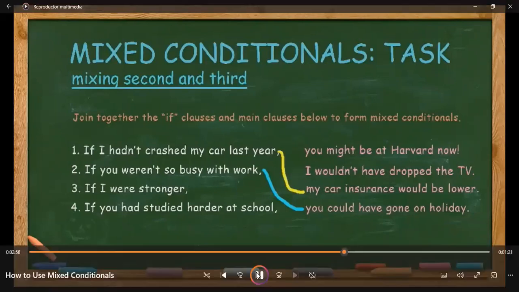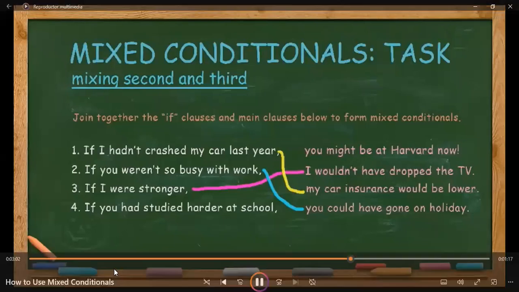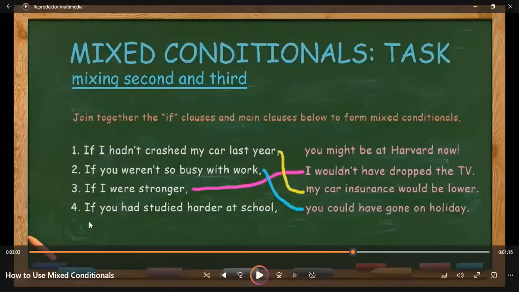Number 3: if I was stronger, I wouldn't have dropped the TV. What's that person's condition? Is that person weak or strong? The person is weak. What happened with the TV? It dropped and broke. Okay, it fell off and broke.